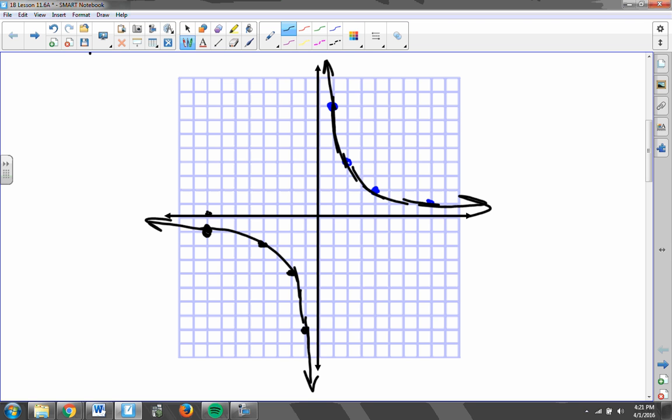And this is true of all inverse variation or indirect variation equations. Okay? Only the points differ very slightly.